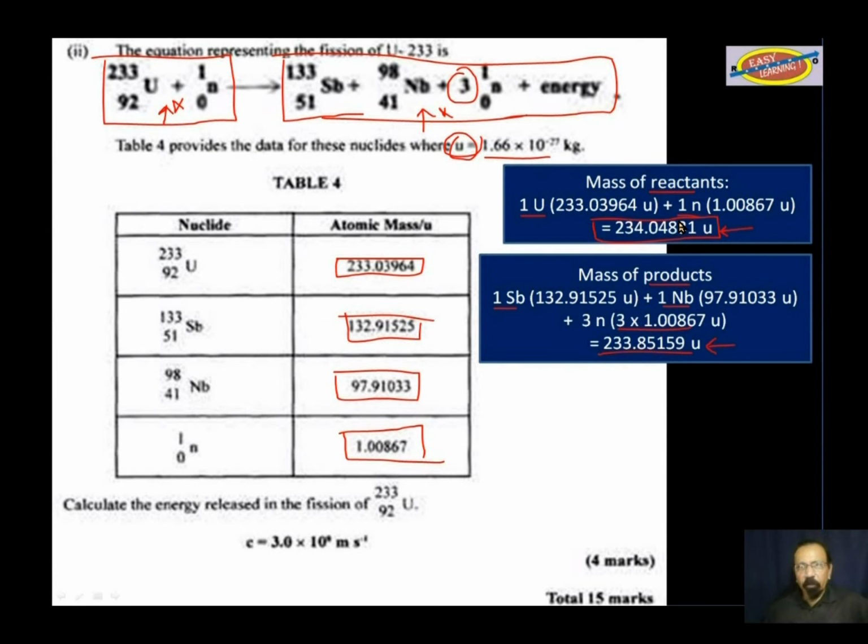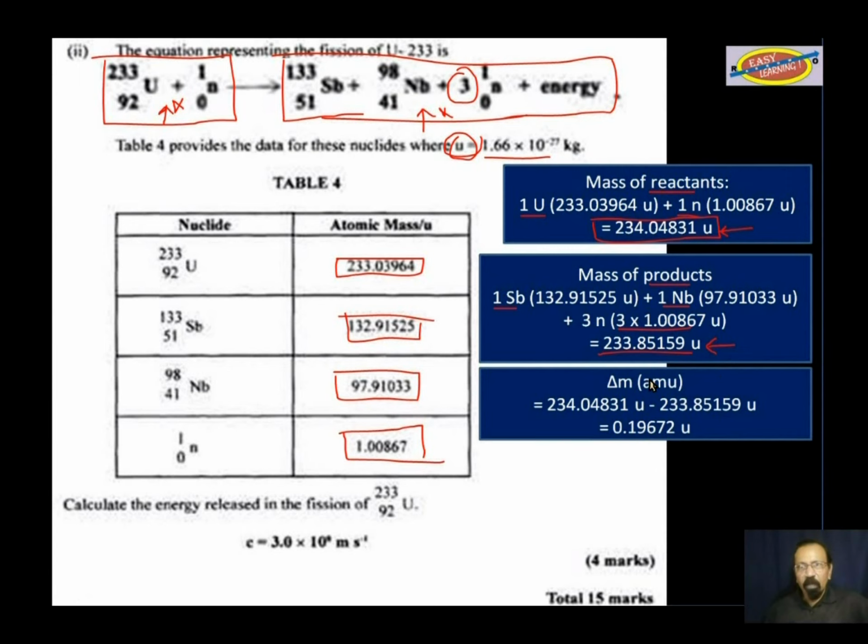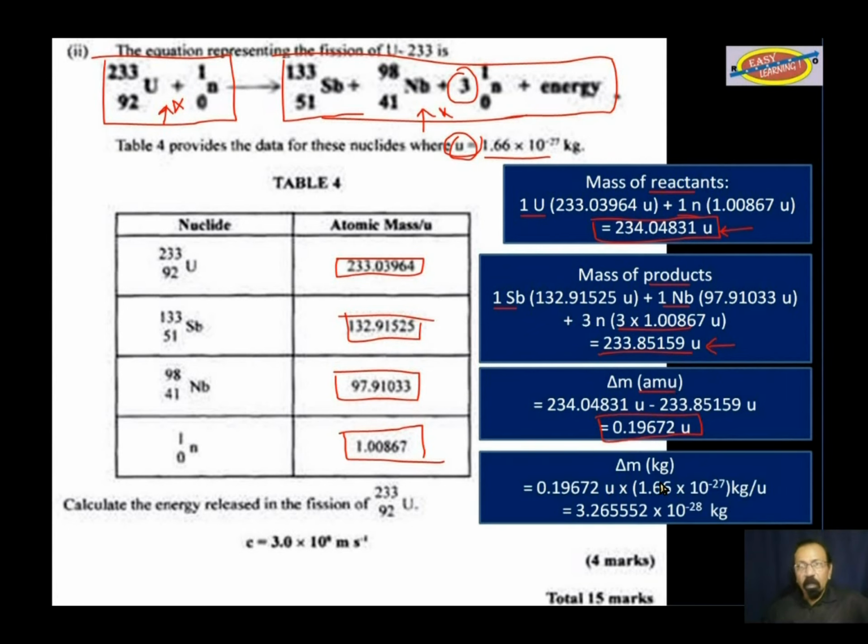So let's subtract the mass of the product from the mass of the reactants, and this is the mass of matter that was actually converted into energy, but it is in atomic mass unit. We need to convert that to kilogram, and so we multiply by the factor we are given here, 1.66 exponent negative 27, and we get this as the mass that was converted into energy from one uranium atom.